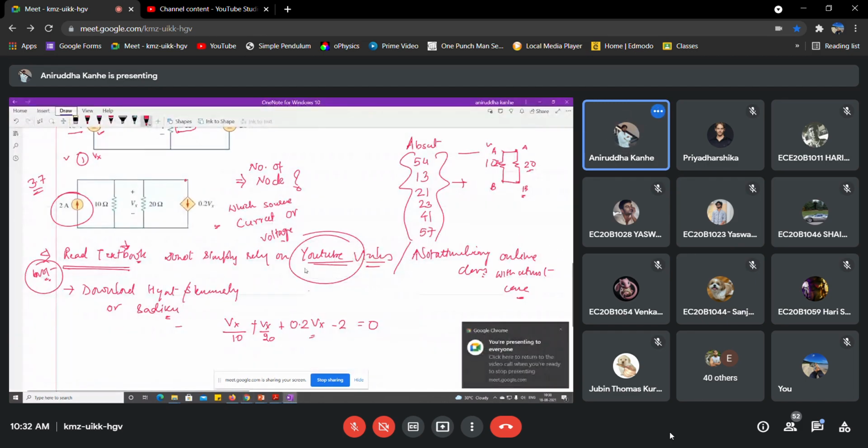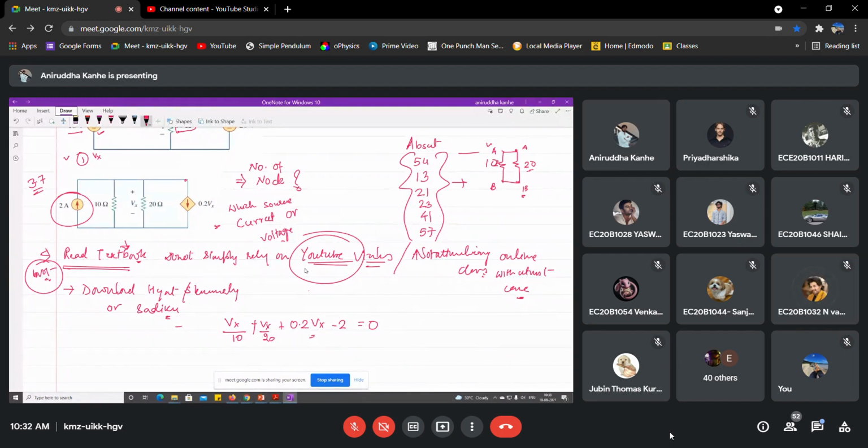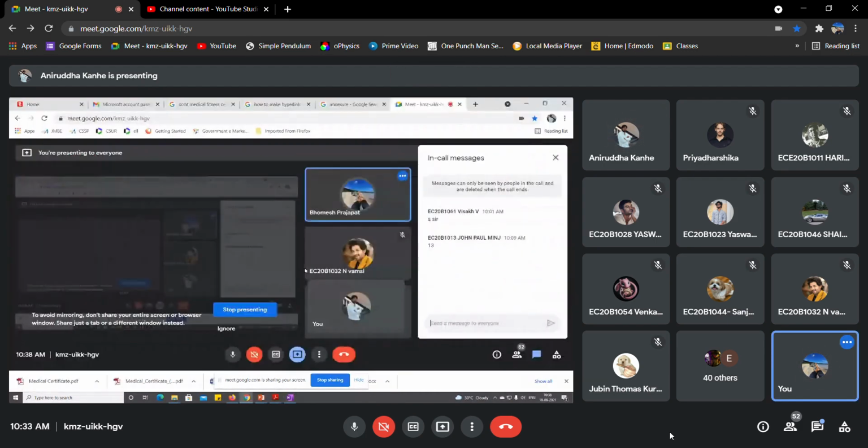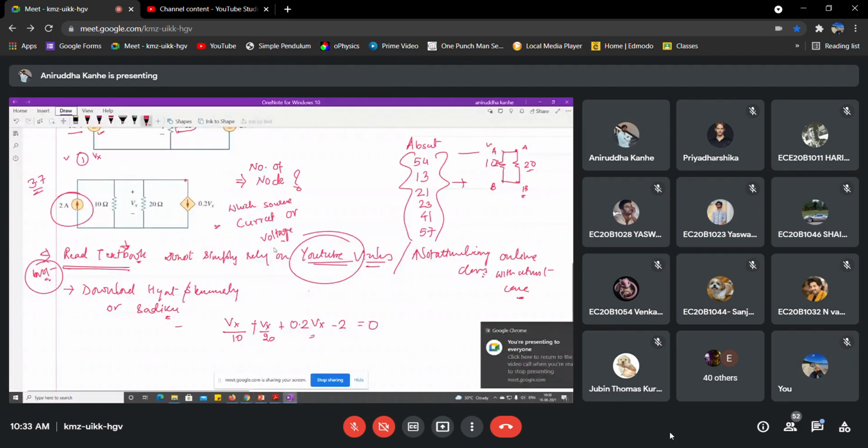Is that fine? Now can anyone quickly find out what is Vx here? Yes, please solve this and find out the value of Vx. 4, sir. Eight, sir.